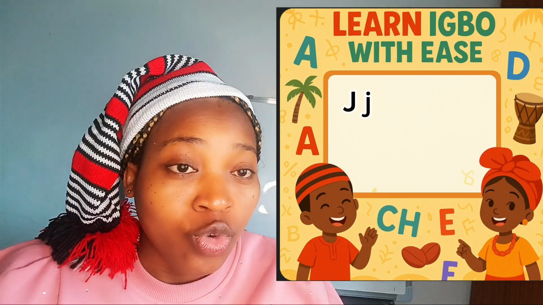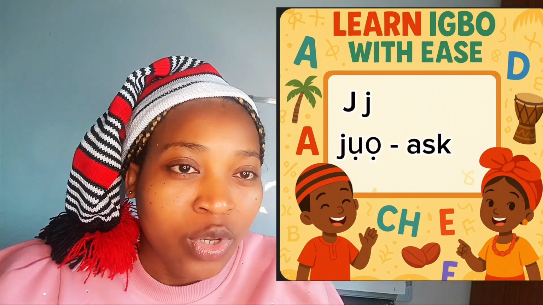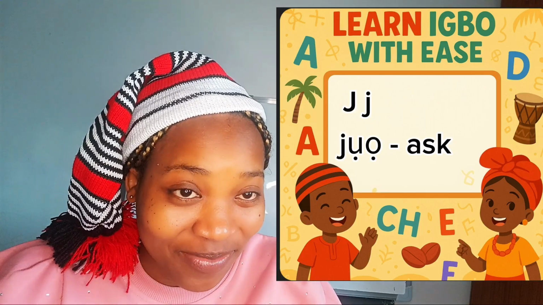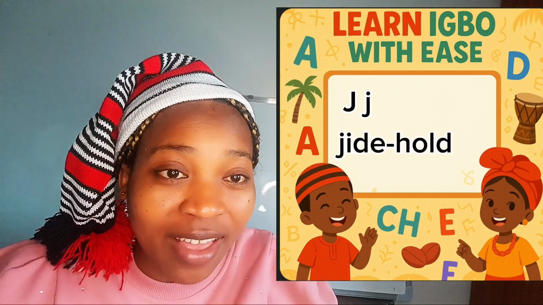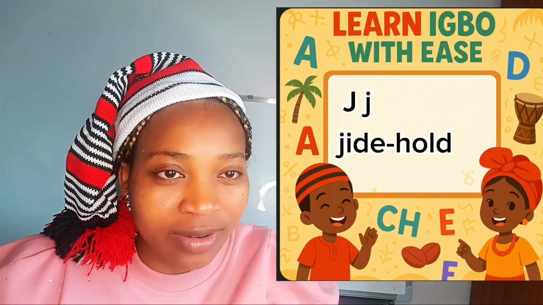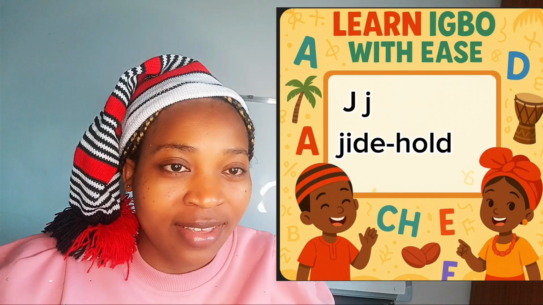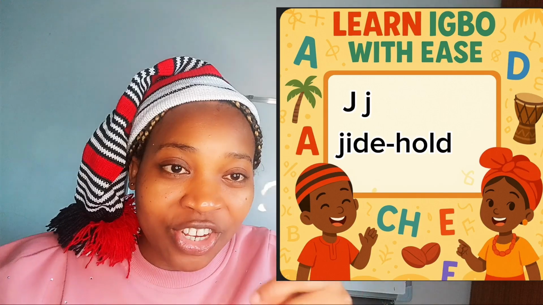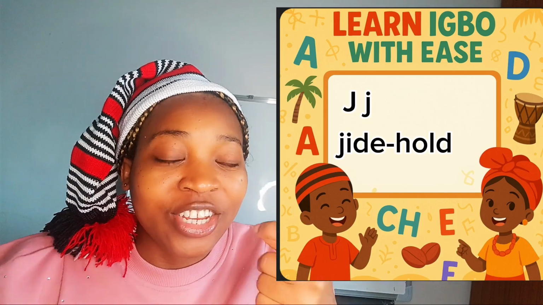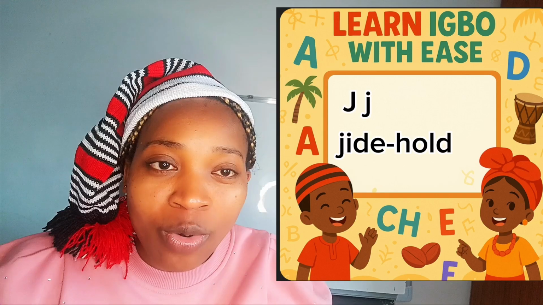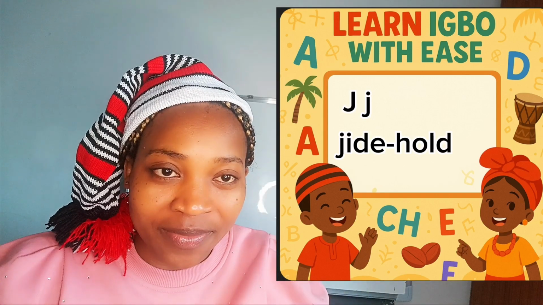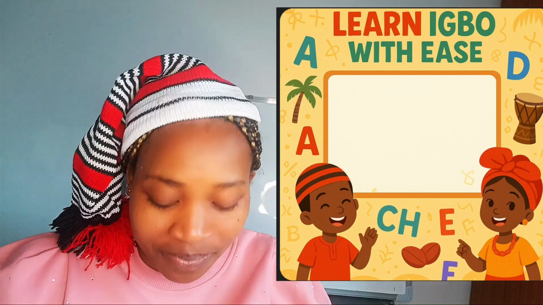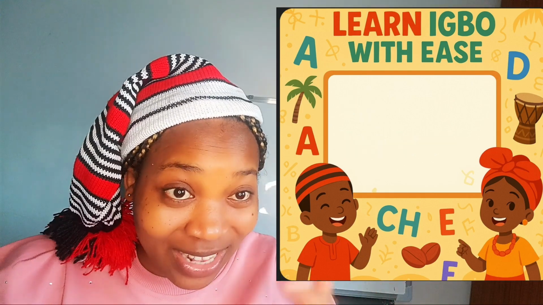So, another one is jụọ, ask. Jụọ m ajụjụ. Ask me a question. Okay? Then we have jide. Jide, hold. Jidere m ha. Okay, let's use the word that we have used before. Jidere m akpa, or you can say jidere m akpam. Hold my bag for me. Hold my bag for me. Jidere m akpam. If you want to use that mixed sentence, akpa is bag, remember.